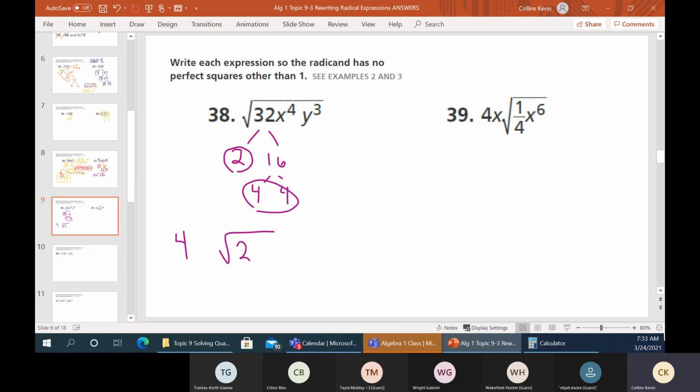Okay. So now this next part, we say 2 goes into 4 2 times. So that's going to be x to the second. And no remainder, so nobody inside. Then we got 2 goes into 3 one time, so that's going to be y to the first, or just y, with a remainder of 1, so y stays under the house too. That's your answer. Questions?